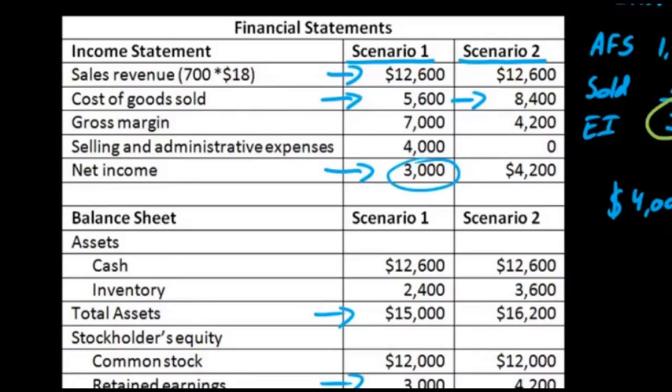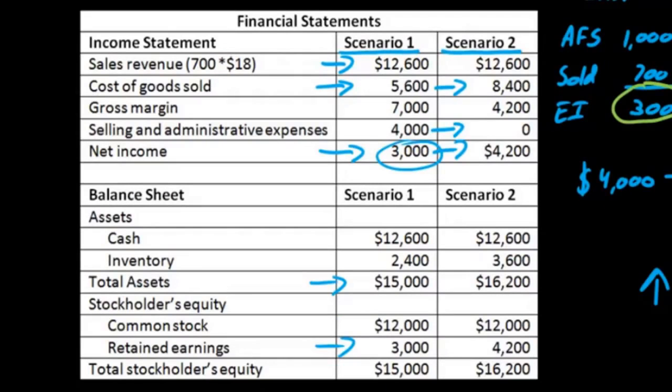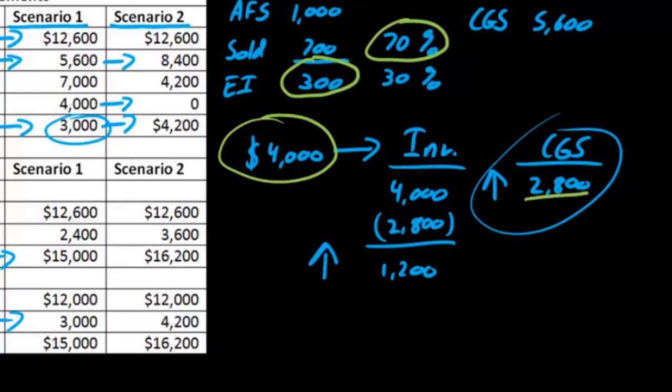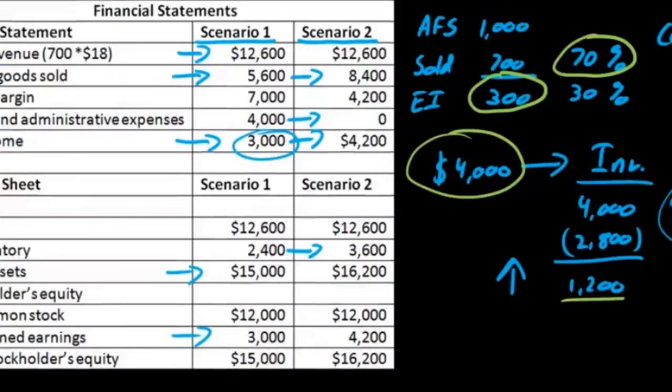Gross margin would then go down. Under this scenario, there is no selling and admin expense because this cost was not expensed and was just a product cost. So the net effect of these things is that the net income goes up to 4,200, and it actually goes up by 1,200, because instead of expensing this entire 4,000, we're only expensing 2,800. The other 1,200 is an increase in inventory. So you can see misclassifying a selling and admin expense as a product cost increases net income.